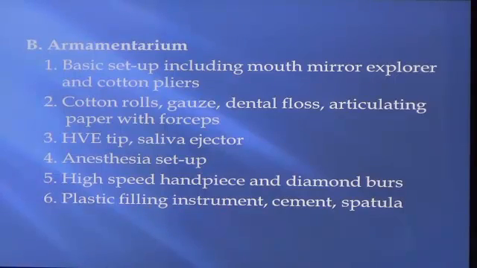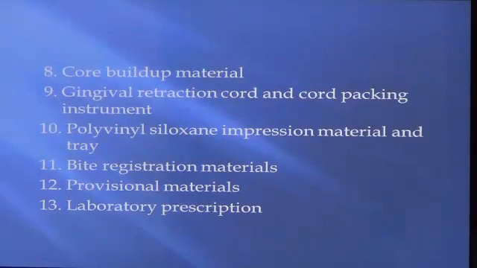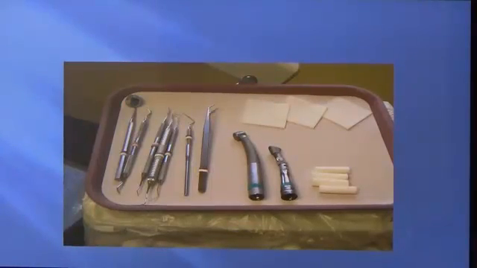A plastic instrument to pack the cord. We'll show you the cord. Cement, spatula, tooth shade guide to pick the shade of the porcelain. If we're going to do a core buildup again, we need the buildup material. Gingival retraction cord, we'll talk about that. Polyvinyl siloxane, or whatever impression material you're using, polyether or rubber base or anything of those that you're using. A bite registration material, and whatever you're using to temporize the patient.